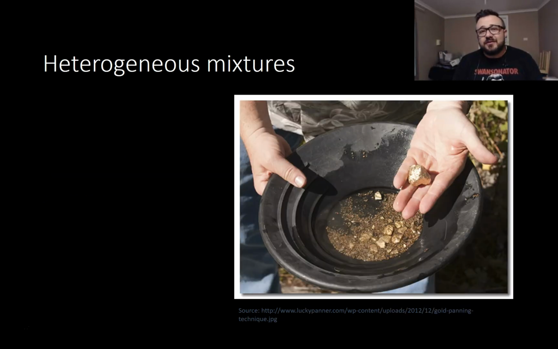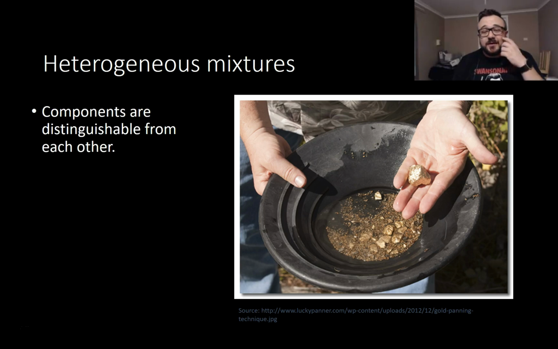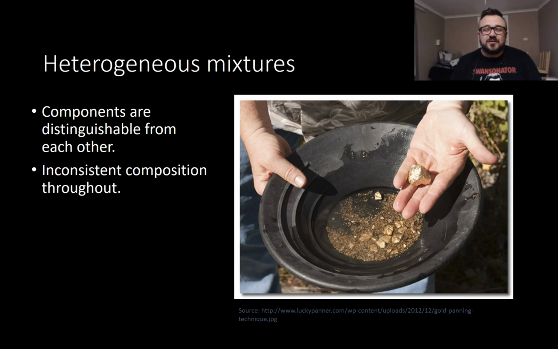So now we have a look at heterogeneous mixtures. And this is kind of the opposite, because when we looked at that key earlier, it's a dichotomous key, which means it splits into two. So these are ones where we have the components and they're distinguishable from one another. So this means it has an inconsistent composition throughout. Now both mixtures, homogeneous and heterogeneous, have a variable composition.